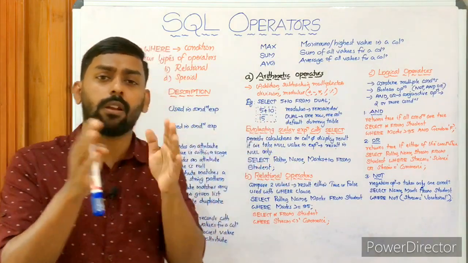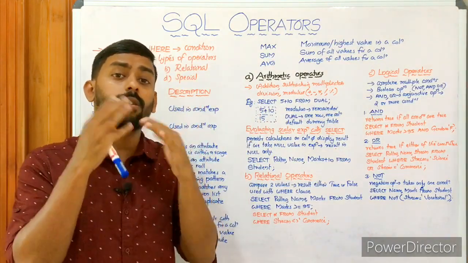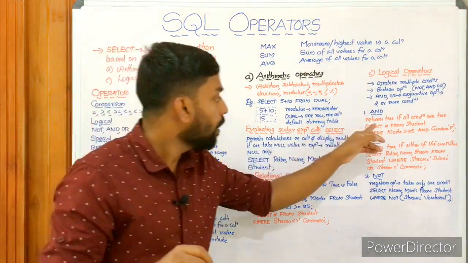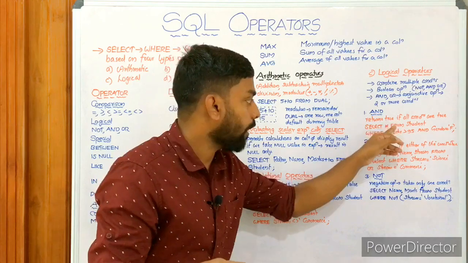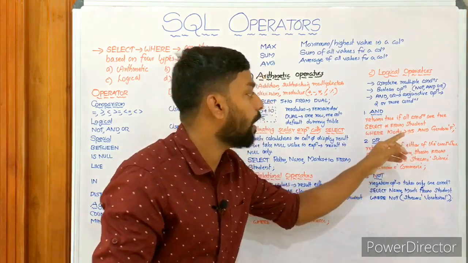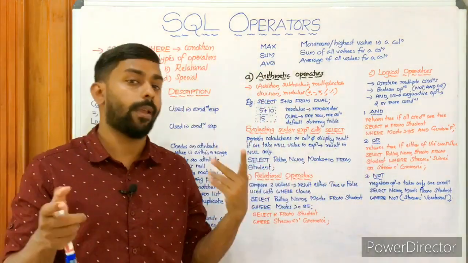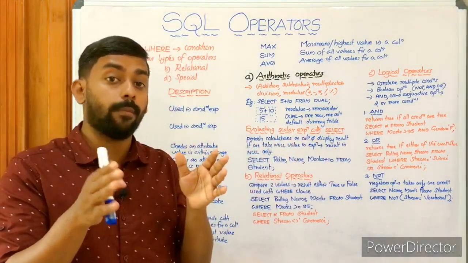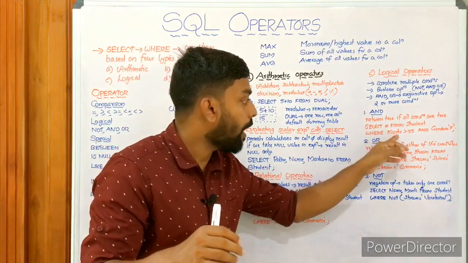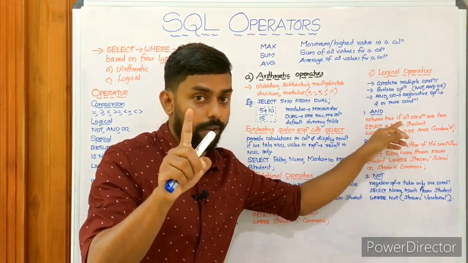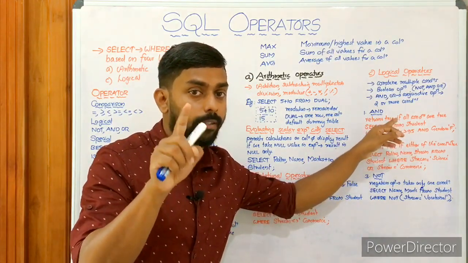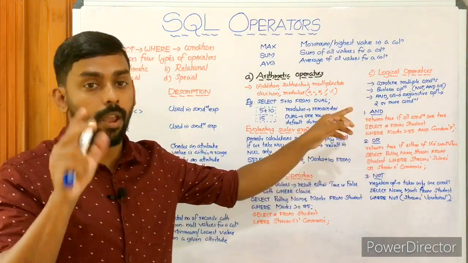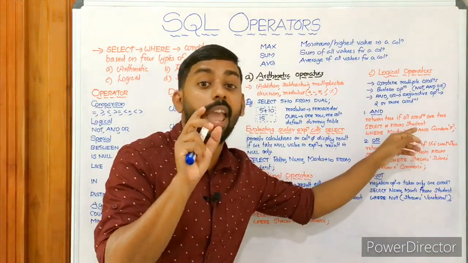Suppose there are two conditions. It returns true only if both the conditions are true. We have an example here. Select star from student where marks greater than 95 and gender equal to F, female. Select all the columns from student where marks greater than 95. That's the first condition, and the second condition is gender equal to F, connected using and.